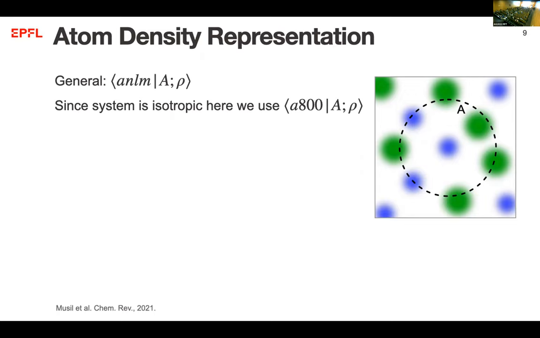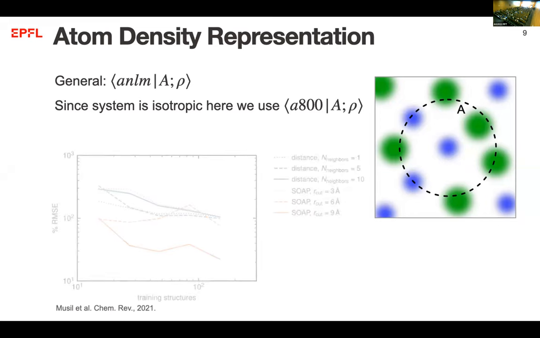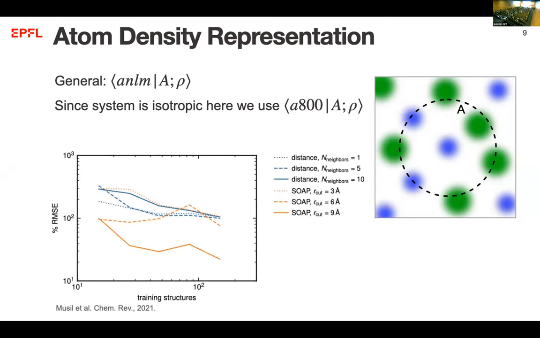behaves for our system. So I just use the radial basis. I say, okay, my system is overall spherically invariant. So I just use the radial basis and set the other terms to zero. And then I try to learn my electrostatic energy. These are these orange curves here. This is SOAP, radial spectrum, just linear regression.